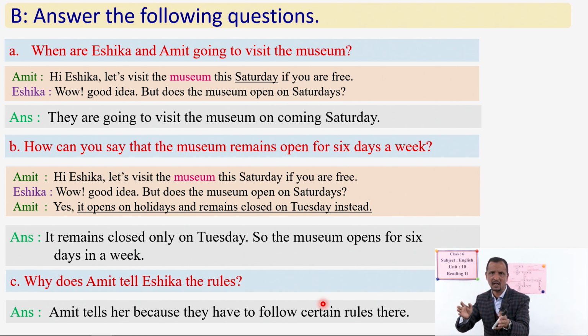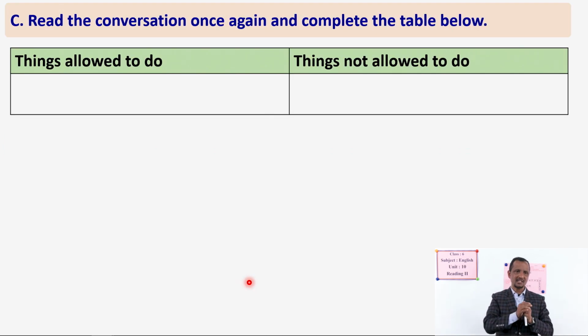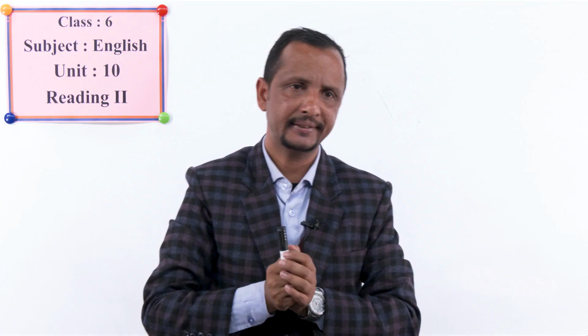Museum, school, park, they are what? Public places. We cannot maintain them if we don't follow rules and regulations. So why do we have to follow? We have to follow to maintain this. Okay? Why do they have to follow? Amit tells that. Right? To maintain what? Museum.